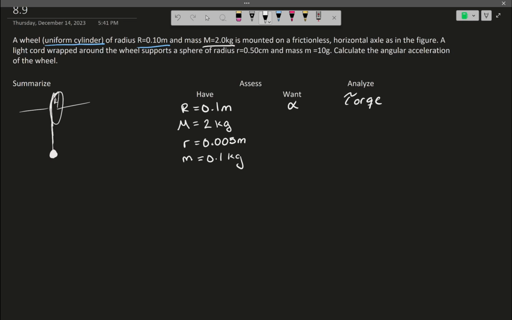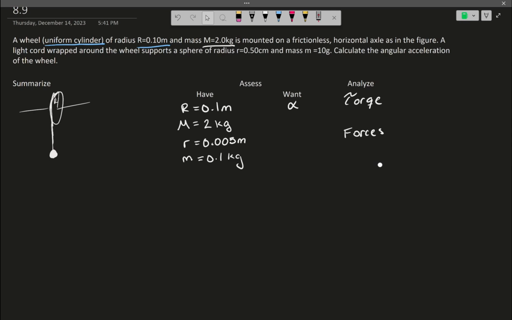We have a solid disc, or this uniform cylinder, that is going to be rotating. So this is a rigid body of rotation. So I'm going to have torque, and I'm probably going to have forces here, because some sort of force is going to need to act on this to get any sort of angular acceleration. In order to get this thing to move, some sort of force is going to have to act on it because it's not already in motion.